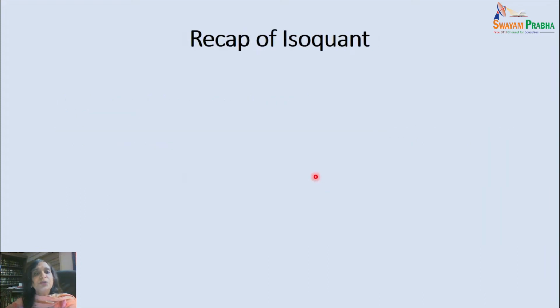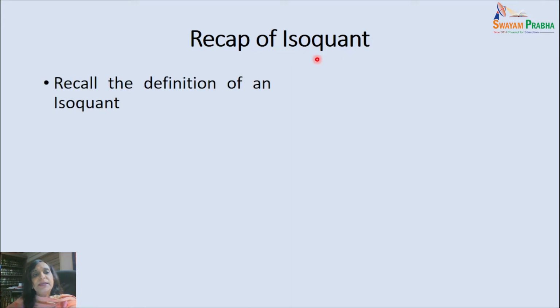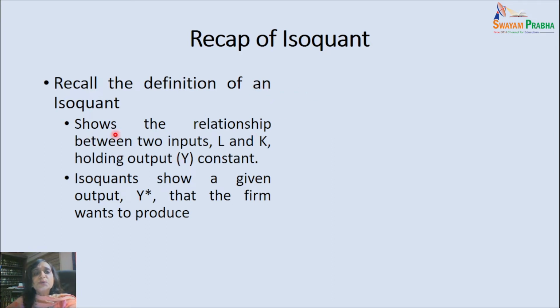Before going ahead with the new concept of iso cost and expansion path and the producer equilibrium, let me give you a small recap of the isoquants. What were isoquants? We had said isoquant basically means equal product curves, or those curves which show the relationship between two inputs, let us say labor and capital, holding the output constant. That is, an isoquant is a locus of all the combinations of these two inputs, labor and capital, which are producing the same level of output.